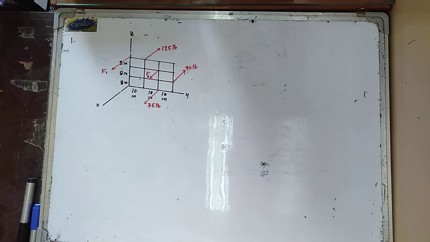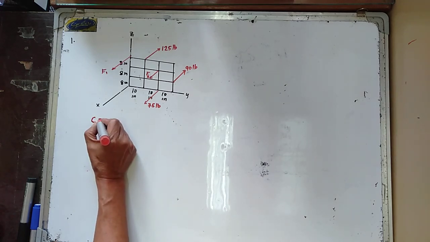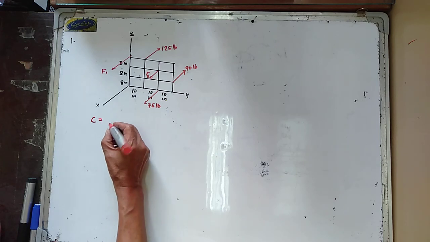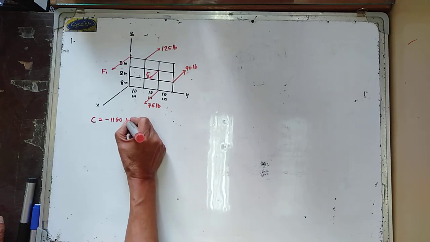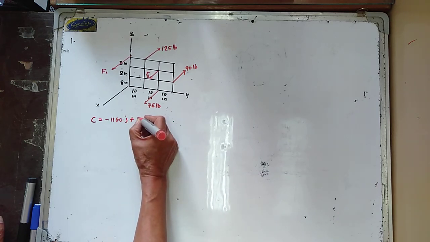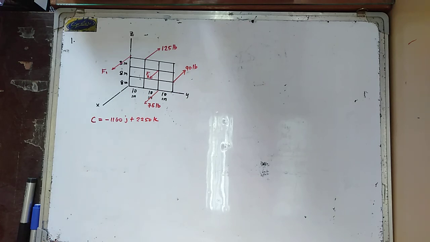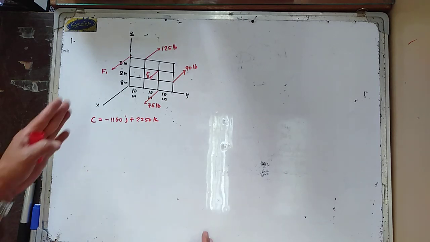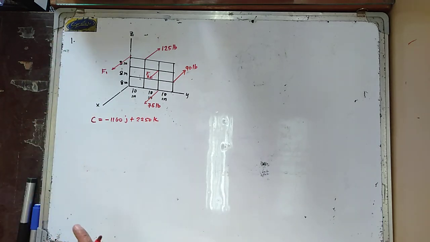So the resultant of the parallel force system is a couple that can be expressed in Cartesian form, where C is equal to negative 1160 j plus 2250 k. First, let us try to determine the resultant of this non-coplanar force system.